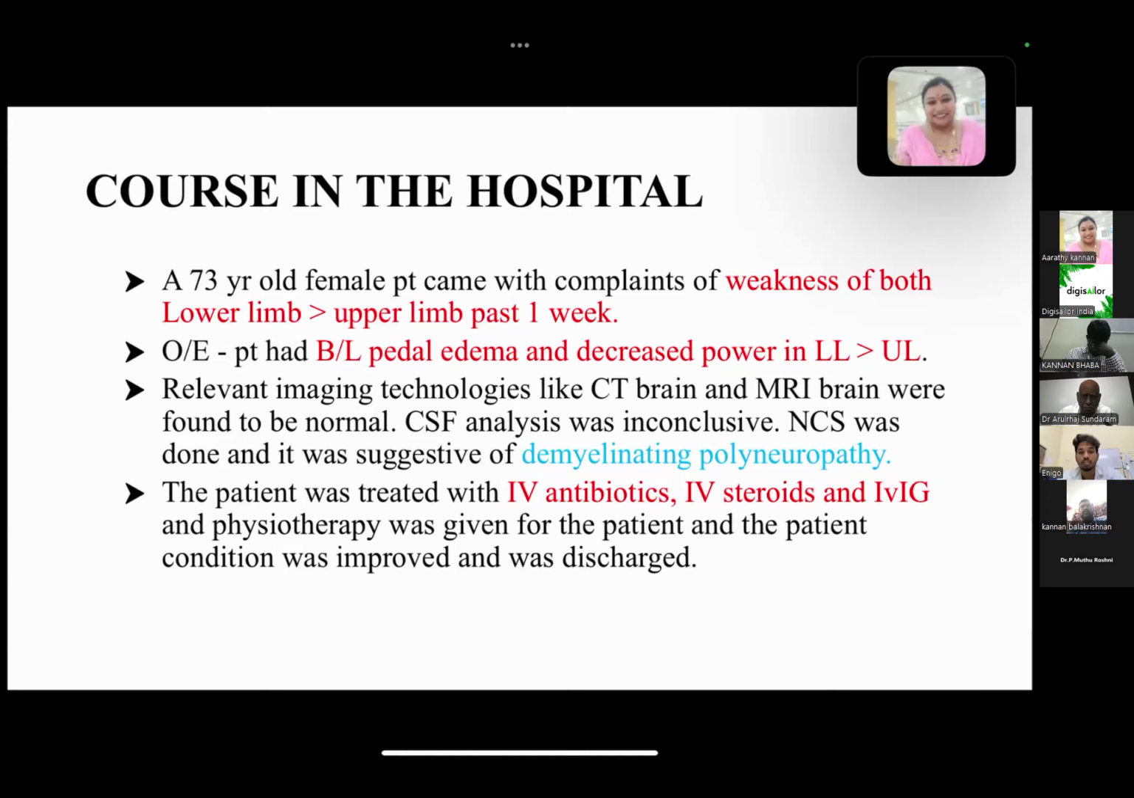So the nerve conduction study was done and was suggestive of demyelinating polyneuropathy. The patient was treated with IV antibiotics, IV steroids, and IV immunoglobulin. Physiotherapy was given for this patient. The patient's condition improved and she was discharged.